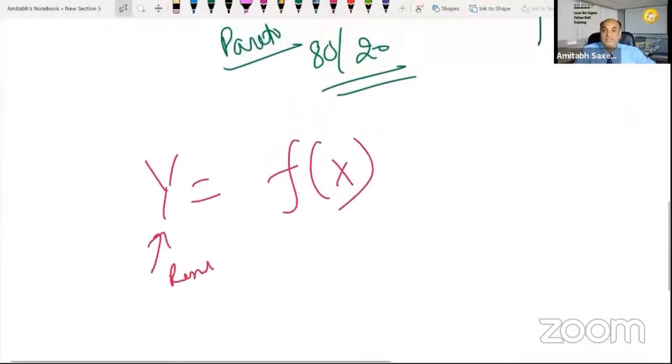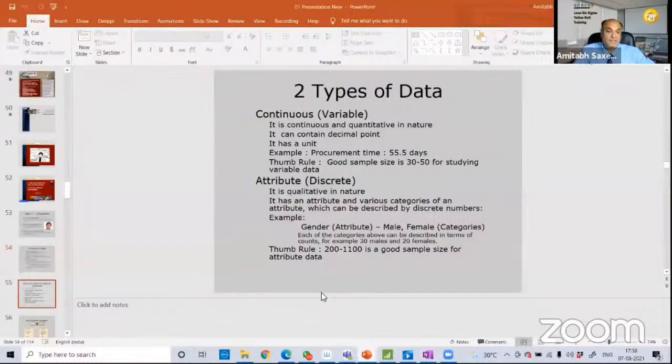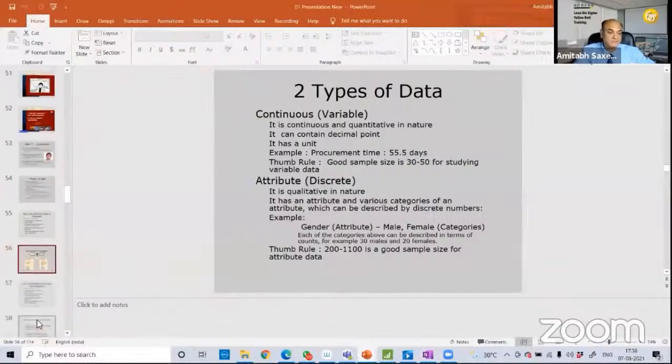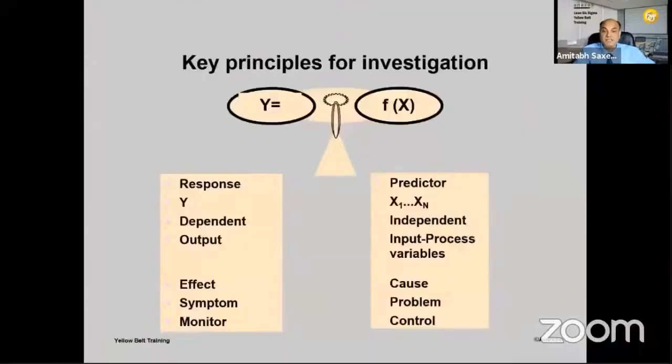Y is the result. X is the cause. Don't see, result is not in your hand. If you focus on result only, it will give you stress.